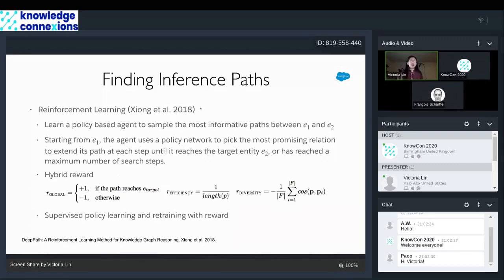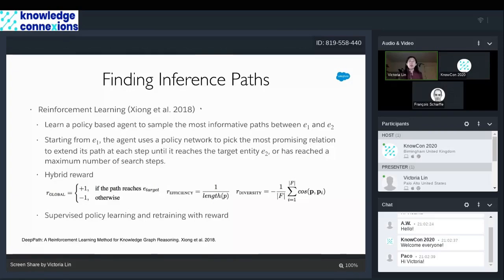So basically, if the path reaches the correct target entity, we give the agent a positive reward. Otherwise, we give it a negative reward. And also regarding efficiency, a lot of times we prefer short inference paths over long inference paths. So we have an efficiency reward inversely proportional to the length of the path. And there is also a diversity reward term, in the sense that we want the paths searched by the agent to be diverse. A new path should be less similar to the paths we have already found.